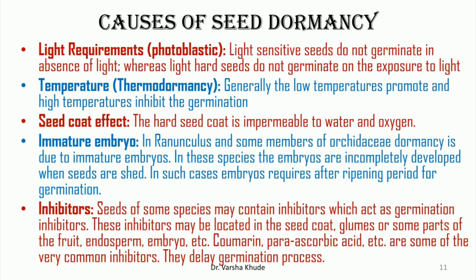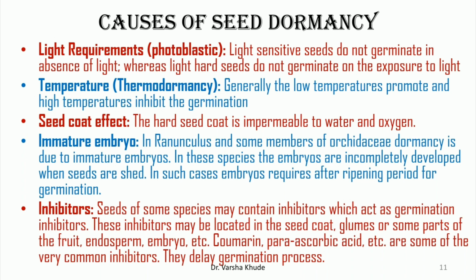Temperature. Generally, low temperature promotes and high temperature inhibits germination. In the Indian desert, many wheat seeds must pass through very high temperature, that is 60 to 70 degrees Celsius of sand in the day, and at the same time low temperature, that is 5 to 10 degrees Celsius at night, before they are stimulated for germination. In seeds of many plant species, pre-treatment with low temperature quickens germination, whereas high temperature inhibits their germination.